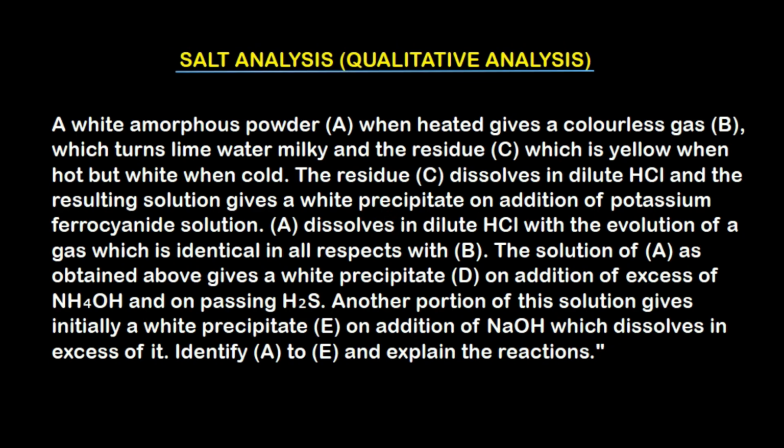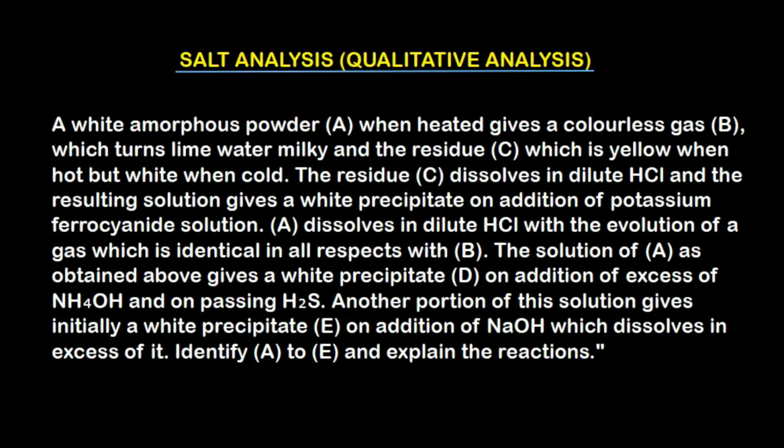A white amorphous powder A, when heated, gives a colorless gas B, which turns lime water milky. It is quite a good indication that your compound may contain the carbonate ion, because when any carbonate is heated, it undergoes decomposition to give carbon dioxide gas, which is the colorless gas that turns lime water milky. So a clear indication is that your white amorphous powder is some kind of carbonate. It's an initial impression given by the question itself.